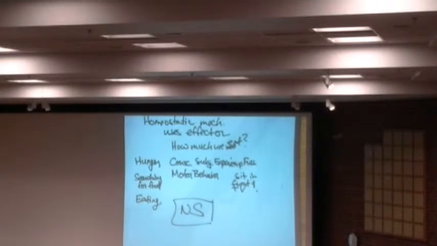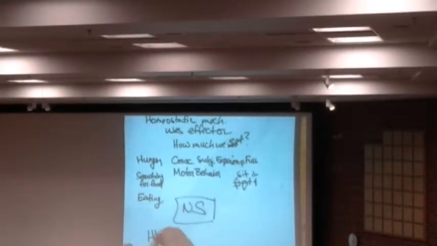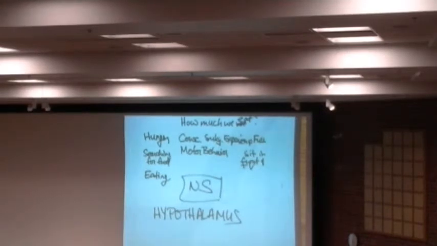I can't hear you, louder. No. Next step up. The hypothalamus. The hypothalamus. Talked about this the last 2 times. The hypothalamus is the most important part of the brain for determining behaviors that are essential for biological survival.